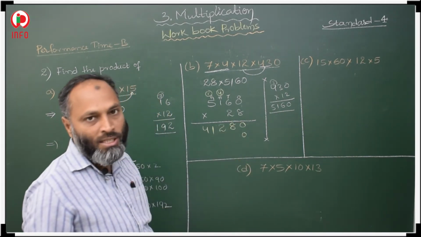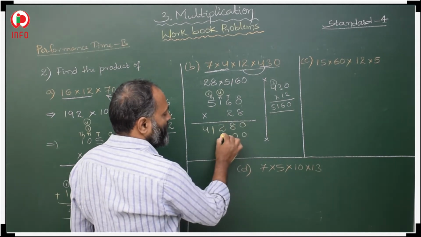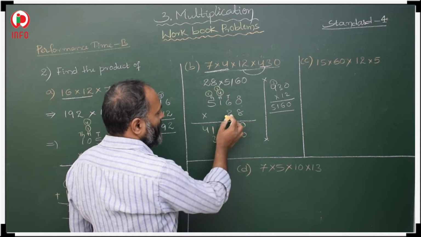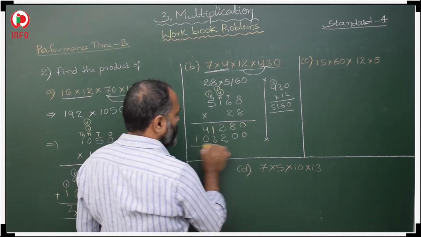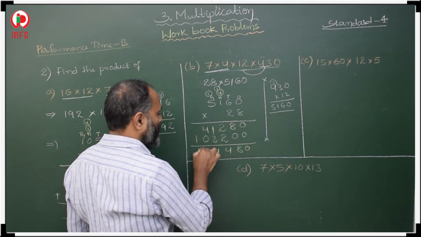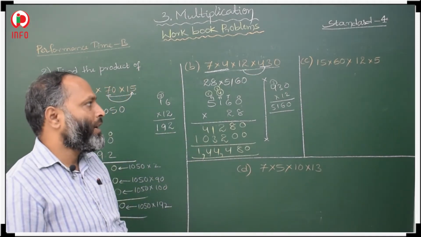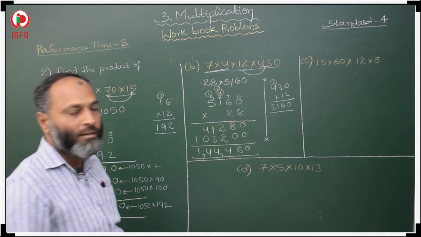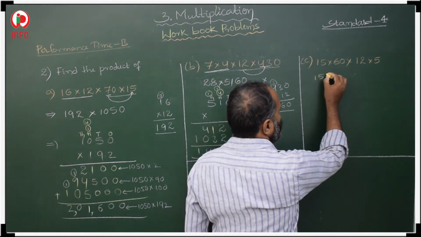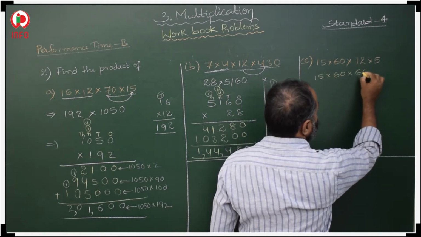Why? Because 2 is in the tens place. 2 zeros are 0, 2 6s are 12 and 1 carry over. 2 1s are 2 plus 1, 3, 2 5s are 10. 0 8 4 4 4 1, that is 1,44,480. Okay.